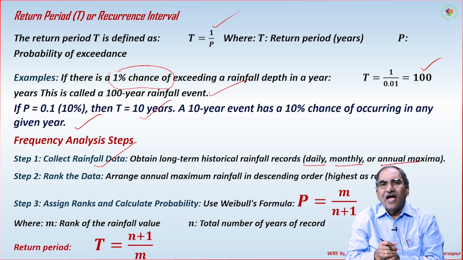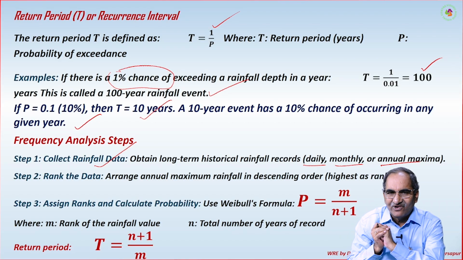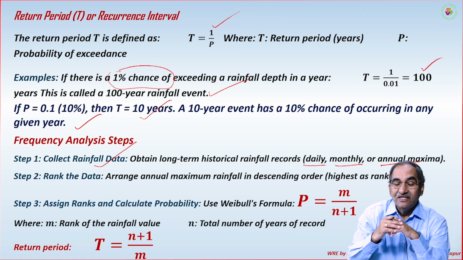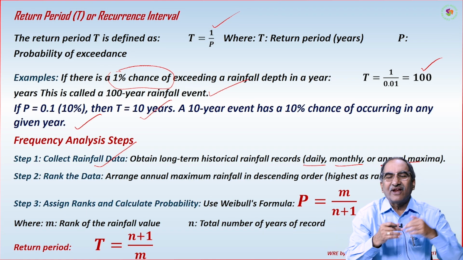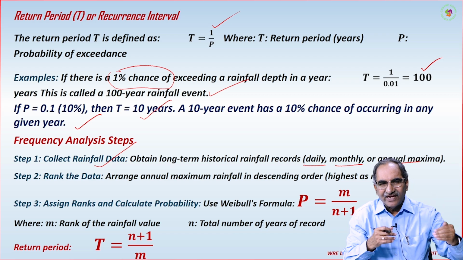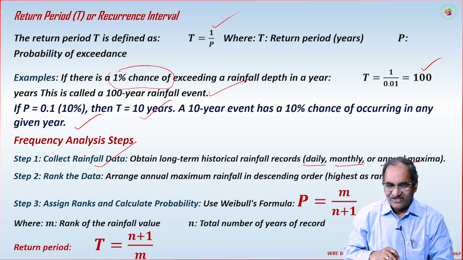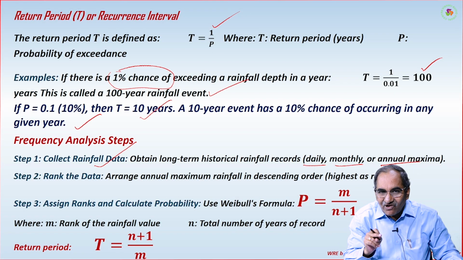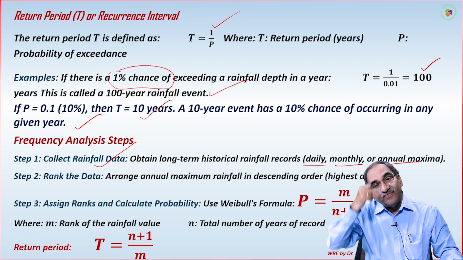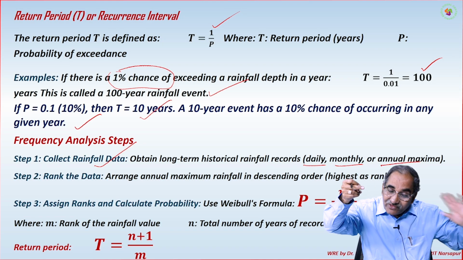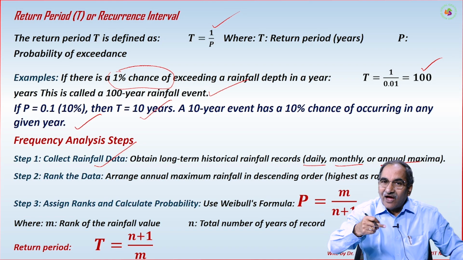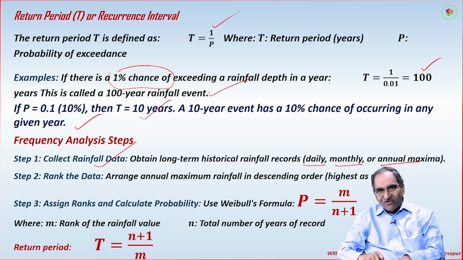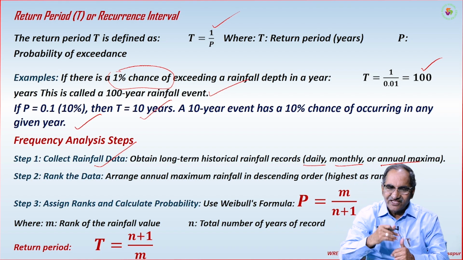For example, I have 25 years of rainfall data. The annual data I got: 1981, 82, 83, like that I got 25 years of data. I will not bother about the year. Out of these rainfall values, the highest I write at the top. So the maximum rainfall value will go to the top and the lowest will go to the bottom. Like that I arrange it in descending order.